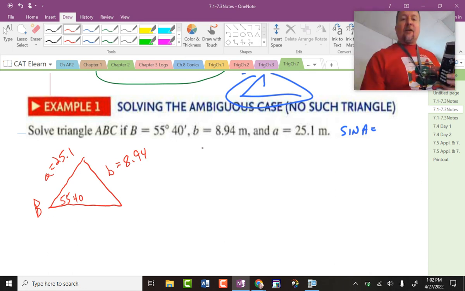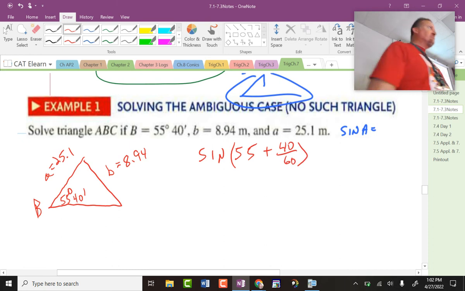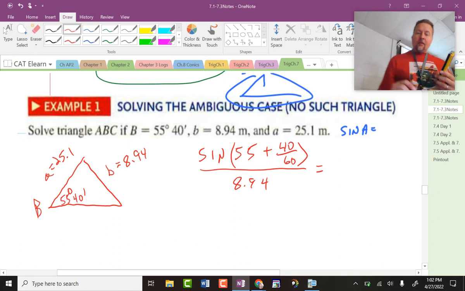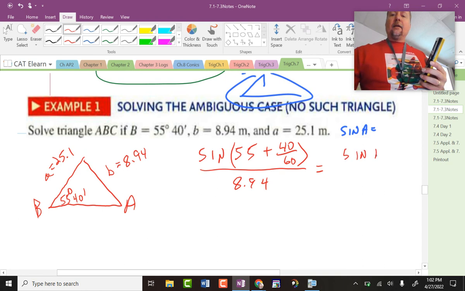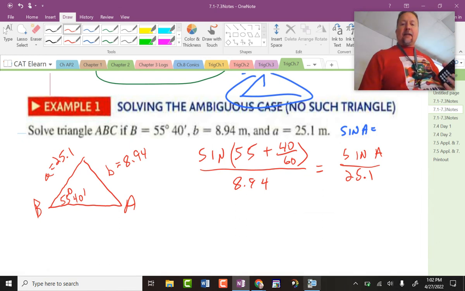It's very simple. Set up the law of sines. Just do it. You don't even have to think about that. By the way, how do I do 55 degrees, 40 minutes? What do I do for 40? 40 over 60. I'll keep saying it until someone says something. 40 over 60 divided by 8.94 equals, it's angle A this time, so sine of A over 25.1. And then same thing, multiply 25.1 times sine 55 plus 40 over 60, then divide that by 9.4.